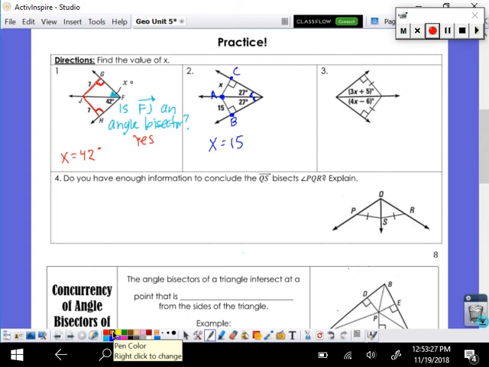Last one, number 3. Again, is that ray an angle bisector? Okay, how do we know these things? You either look at the angle or you're going to look at the distance from the point to the edge of your angle. I see the tick marks, so yes, that will be an angle bisector. Therefore, we know that these two angles are equal. 3x plus 5 equals 4x minus 6. All right, x equals 11. Answer.